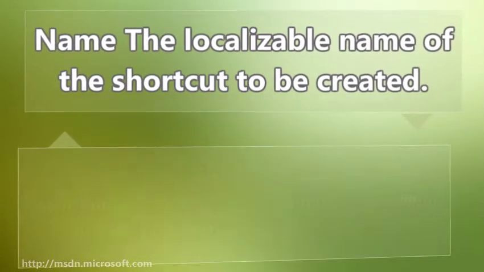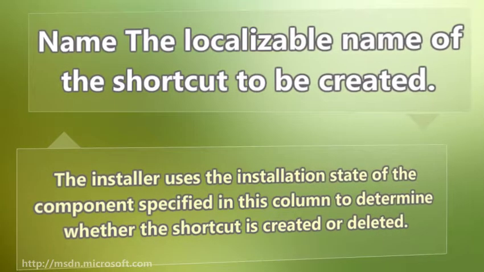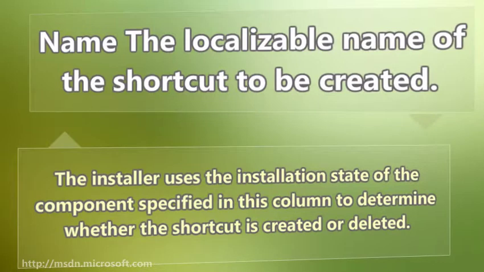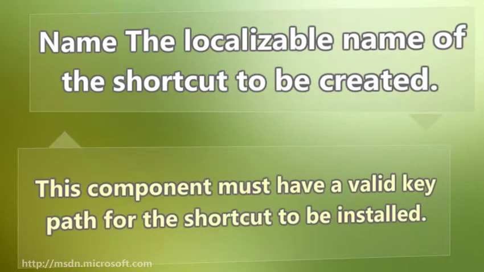The installer uses the installation state of the component specified in this column to determine whether the shortcut is created or deleted. This component must have a valid key path for the shortcut to be installed.